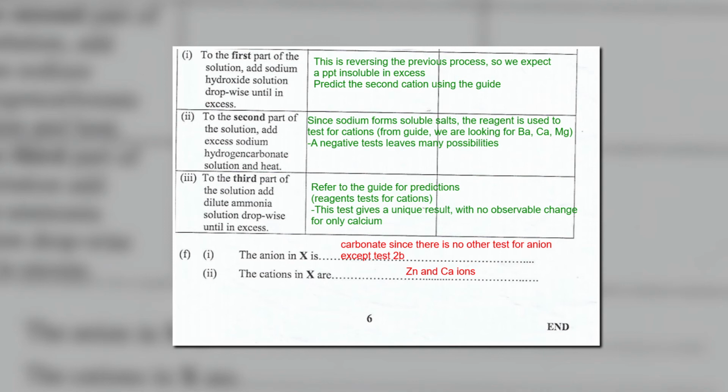Test E3 offers a unique outcome with calcium ions. If there is no observable change, calcium ions are present. Therefore, X contains calcium, zinc, and a carbonate ion.